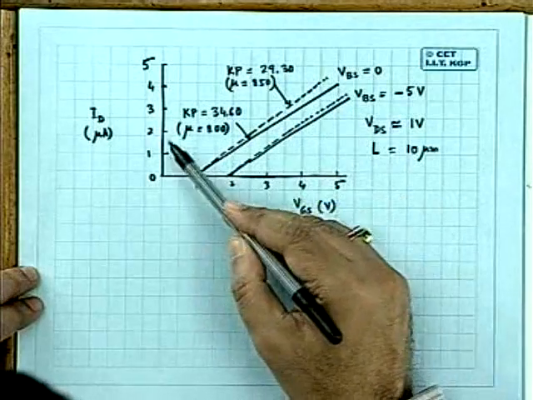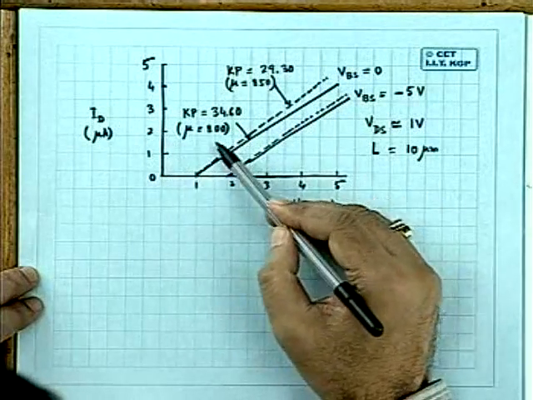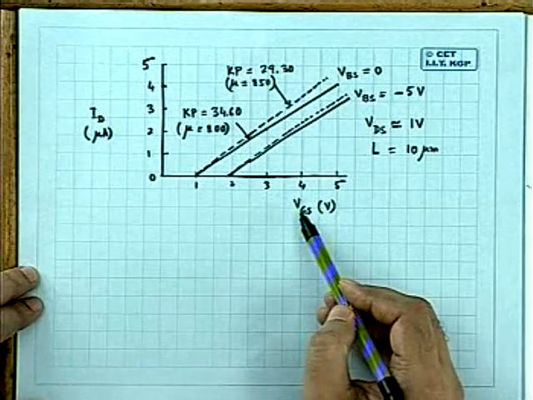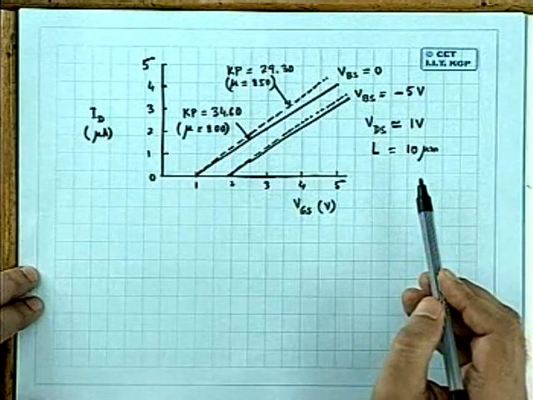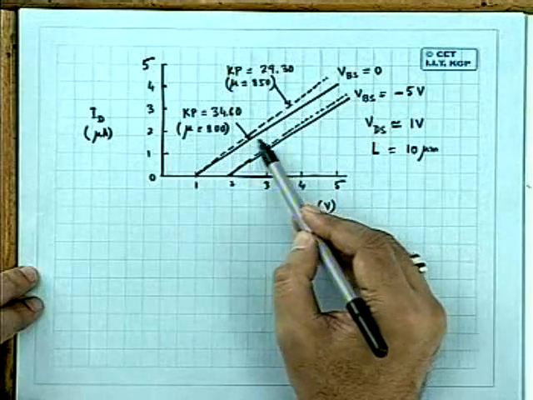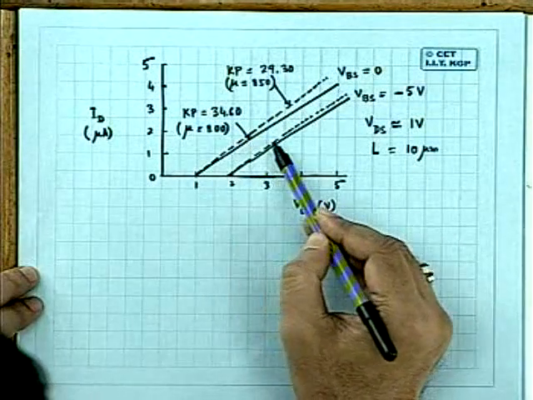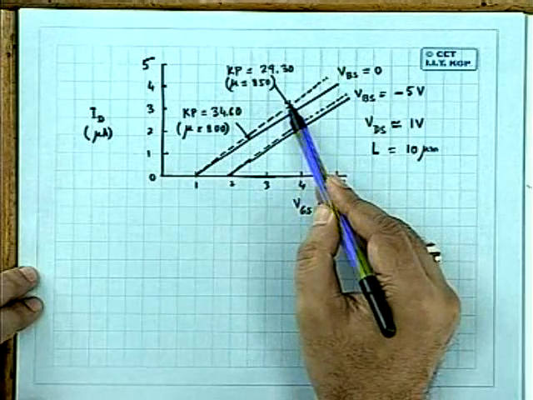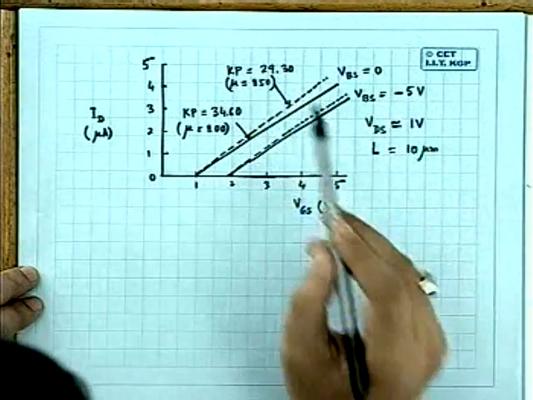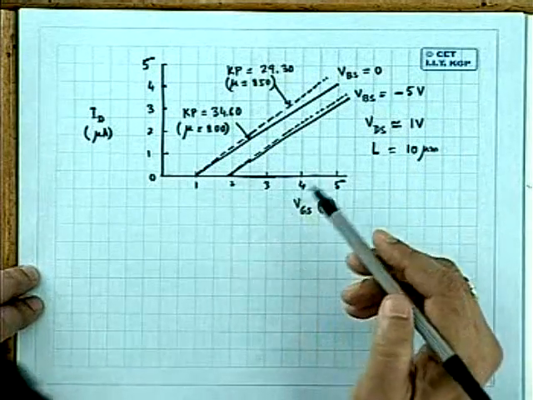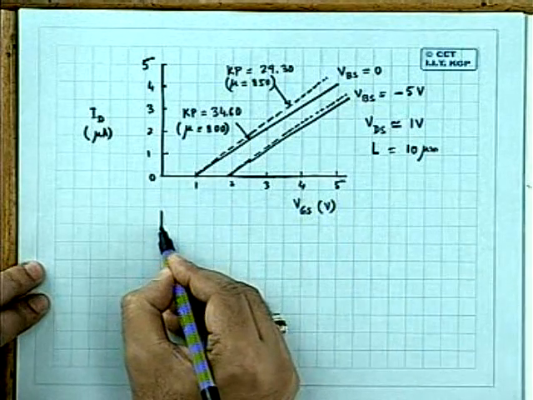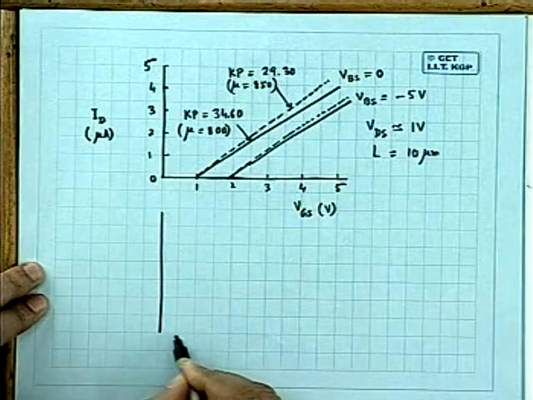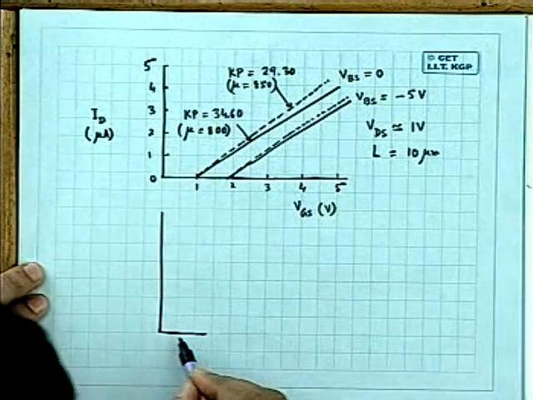You know that. What does it say? Delta ID by delta VGS for a constant VDS is gm, transconductance. Delta ID is for the same value of delta VG, delta ID is more for the second curve, as expected because mobility is more here. So you can generate such curves. Let us see the curve which is generated for the output characteristics. This is called transfer characteristics.